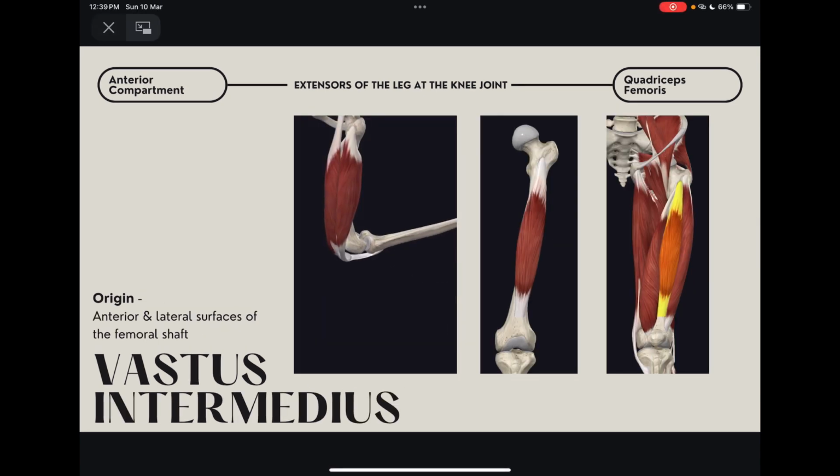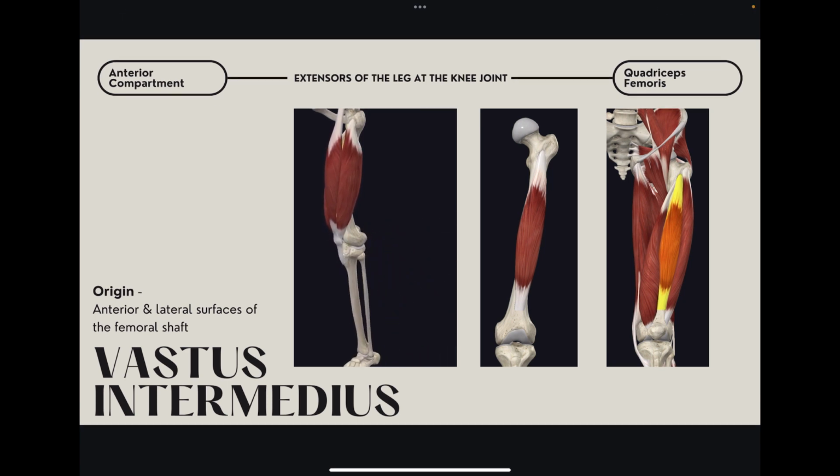The intermediate muscle, vastus intermedius, will come from the shaft itself, from the femoral shaft. So again, we have rectus femoris with its straight and reflected head. Straight head is coming from the anterior inferior iliac spine, and the reflected head is coming superior to the acetabulum.